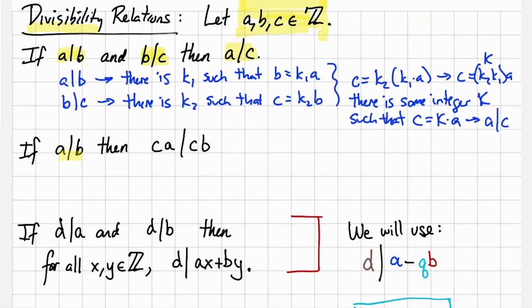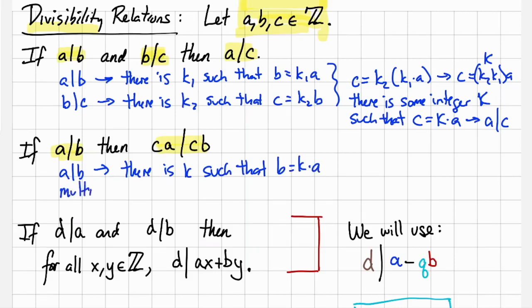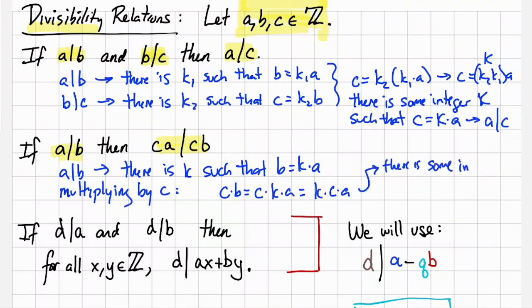Here's another rule. If a divides b, then c times a divides c times b. Again, we start from the definition. If a divides b, then there is some k such that b is equal to k times a. If we multiply that equation on both sides by c, we get c times b is equal to c times k times a, which is the same as k times c times a. So that means there is some integer k such that c times b is equal to k times c times a, which is the definition of ca divides cb.